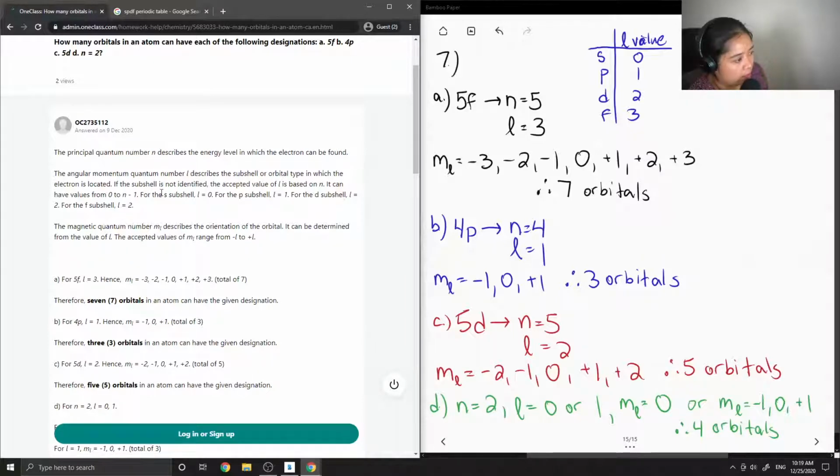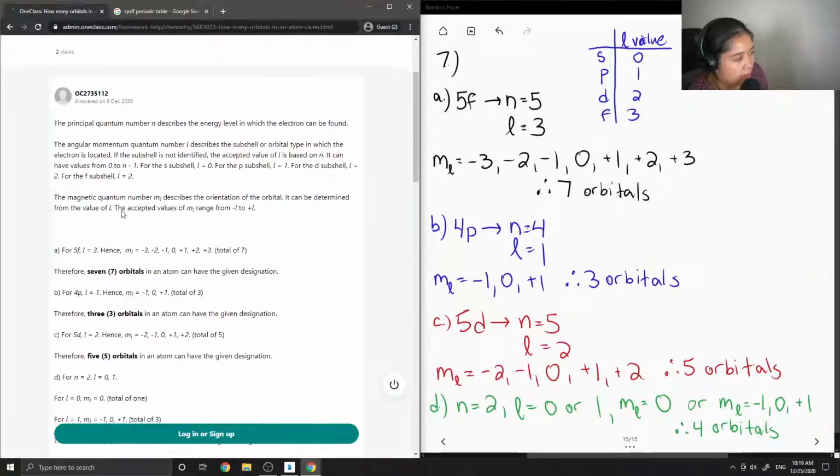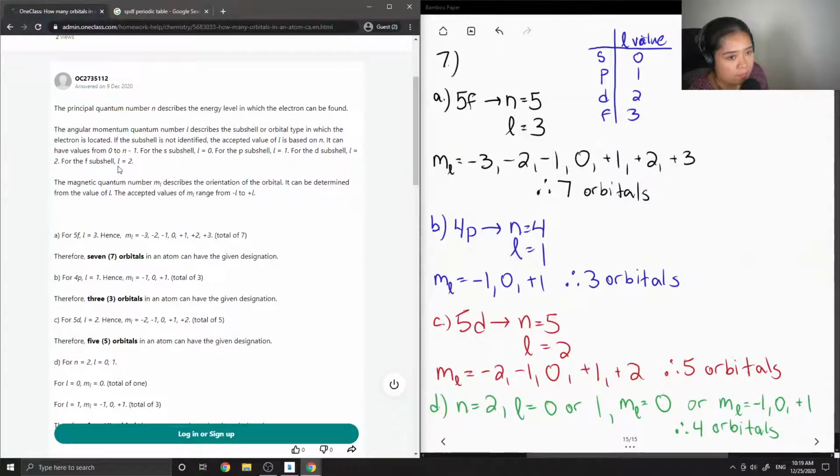For the S subshell, L equals 0. For the P subshell, L equals 1. For the D, L equals 2. And for the F, L equals 3. Now I'll fix that typo in a bit.